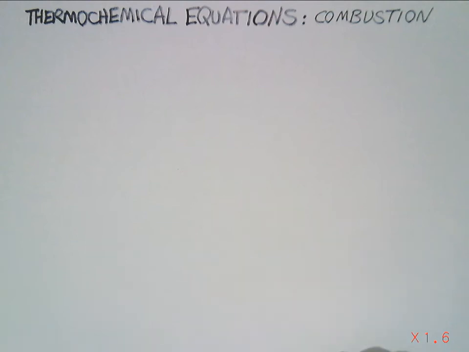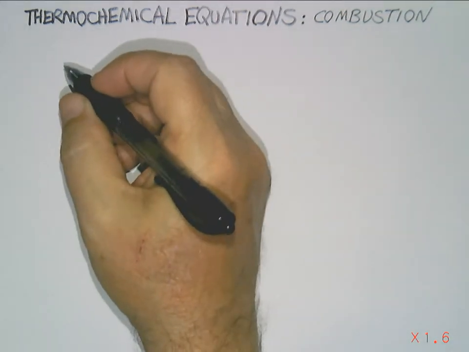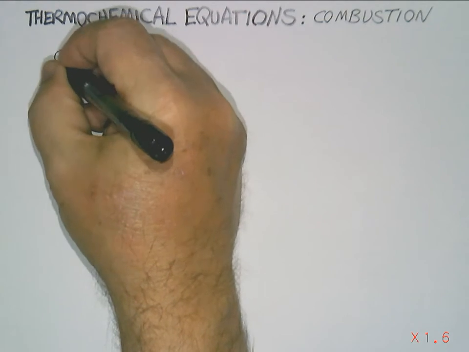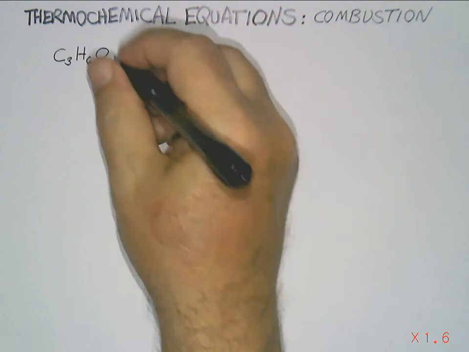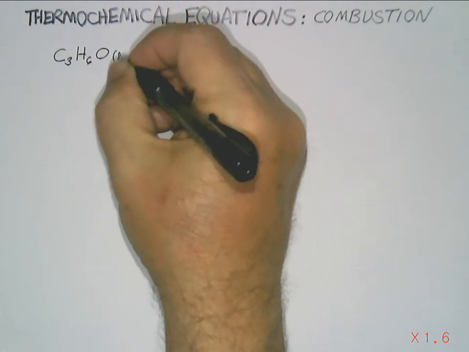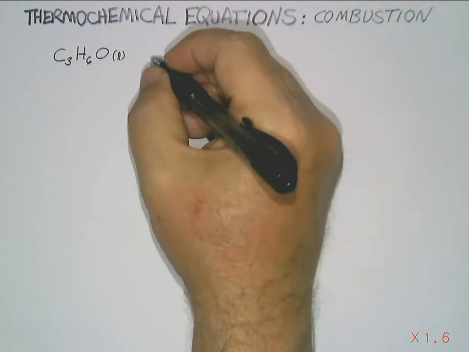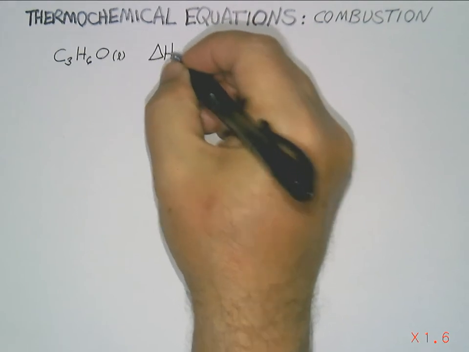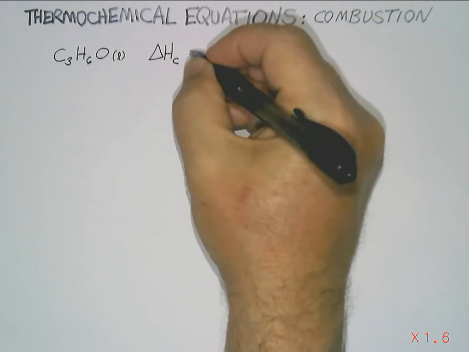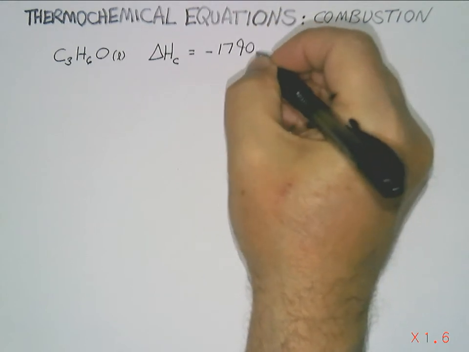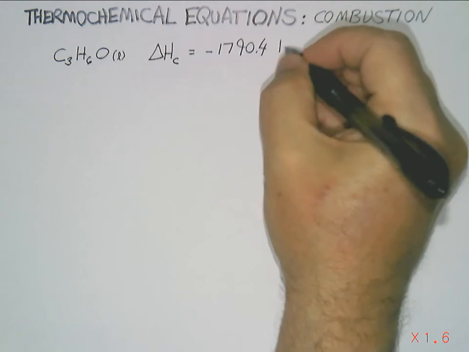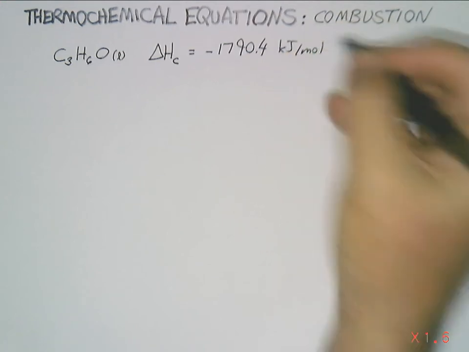Another type of thermochemical equation that you might have to write out is a combustion equation. For example, you might see something like this. Here is the formula for acetone, which is a liquid. And they might say the enthalpy of combustion for that is minus 1790.4 kilojoules per mole. Now what does this mean?